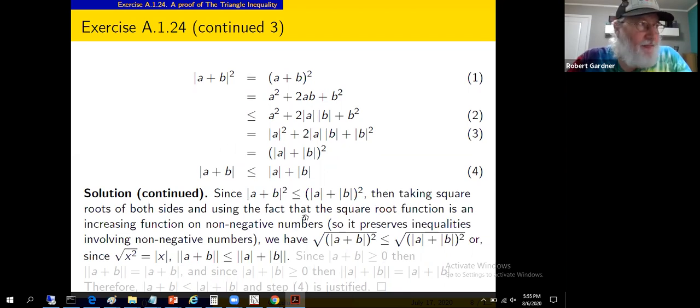All right, now, the square root function, where it's defined, is an increasing function. You should be familiar with the graph of the square root function. It's half of a parabola. It's an increasing function. It preserves inequalities then, at least inequalities involving non-negative numbers, and we've got stuff squared, so we've got non-negative numbers. So because the square root function is increasing, we can say the square root of the left-hand side is less than or equal to the square root of the right-hand side.